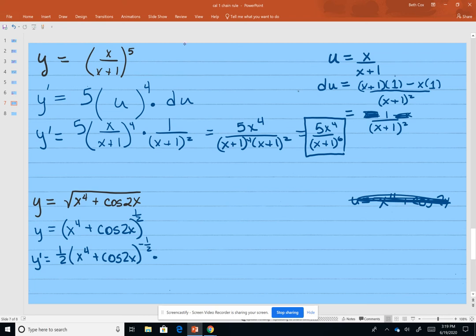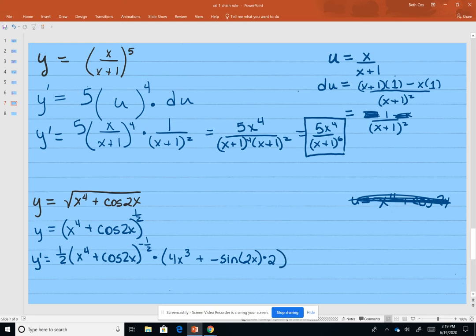Now the derivative of the inside function is going to be 4x to the third plus, okay, what's the derivative of cosine? Well, the derivative of cosine is negative sine times the derivative of the inside function, because you didn't do the cosine of x. You did the cosine of 2x. So that's an inside function. And so times 2.